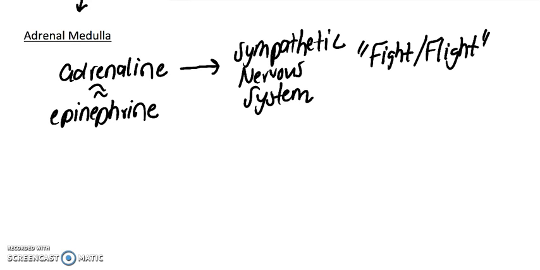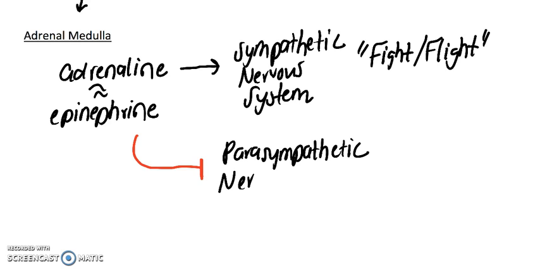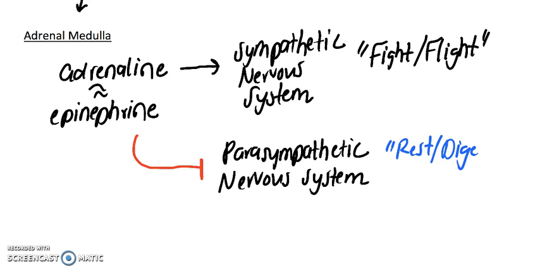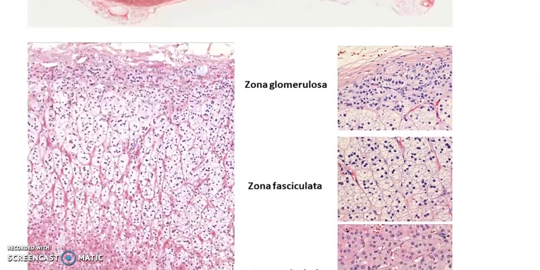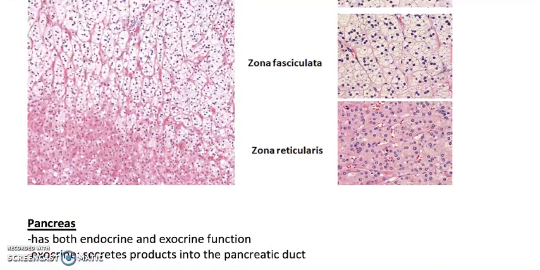And adrenaline/epinephrine is going to inhibit the other system we just spoke about, the parasympathetic nervous system. And this is commonly called the resting and digest function. So again, this isn't so useful to us when we're running for our lives or fighting. So here's what the adrenal medulla does. Okay, here is a histology, but I won't have you be responsible for these zones.